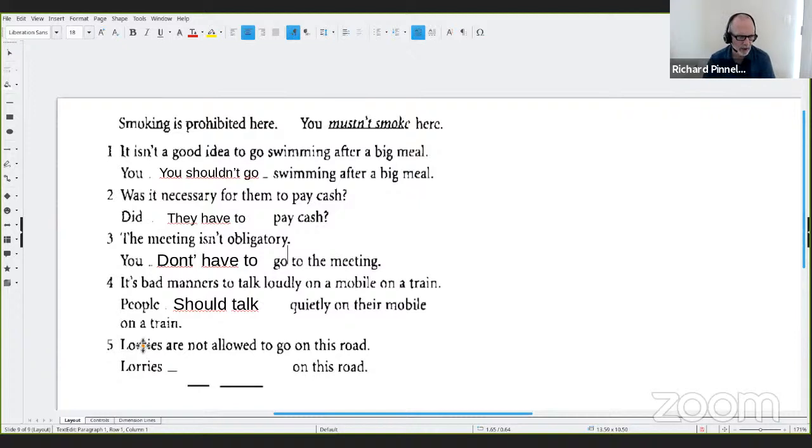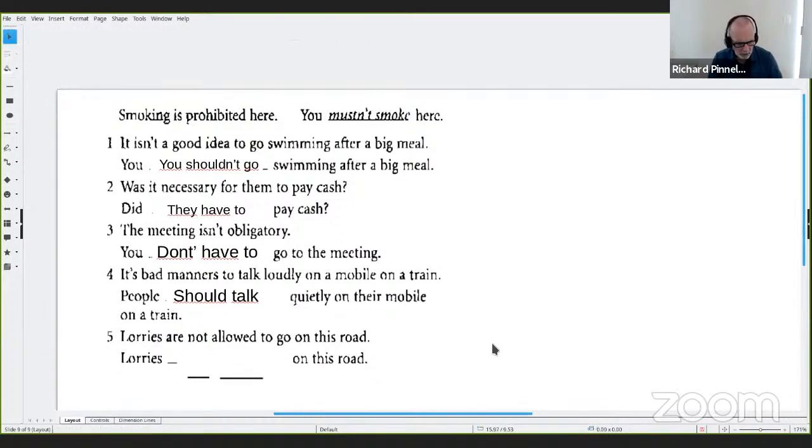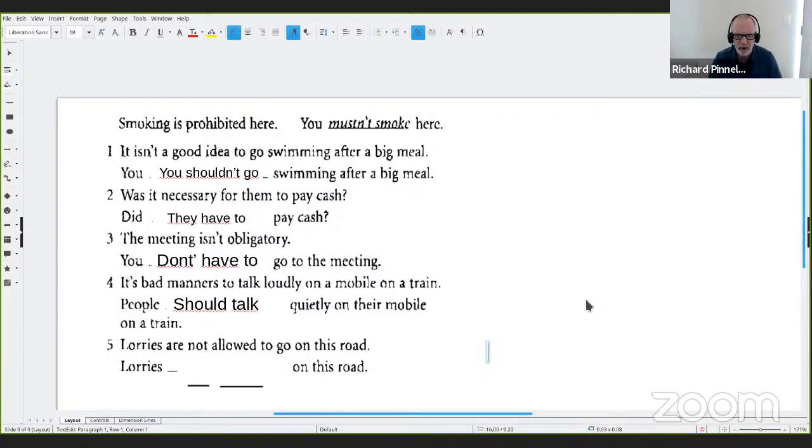Lorries, este es inglés británico. Lorries es como trailers se llama en México, o camiones en España, creo. Lorries are not allowed to go on this road. Camiones no están permitidos ir en este calle. So, the last question. Who's got the correct answer? Lorries mustn't go. Yeah, está prohibido. Entonces tenemos que usar mustn't. Diana. Lorries mustn't go on this road.